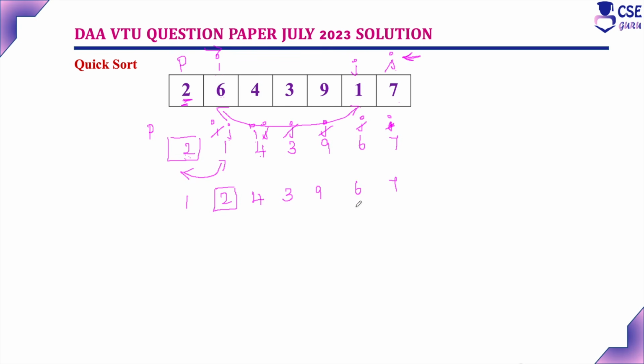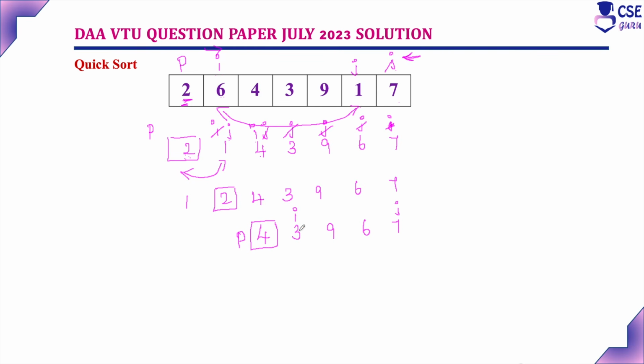Okay, consider the right part of the array: 4, 3, 9, 6, 7. The same procedure you have to implement. What is the procedure? The first element you consider as the pivot element. The second element is the I index. The last element is the J index. The I index will try to find the first larger element, and the J index will try to find the first smaller element than the pivot element.